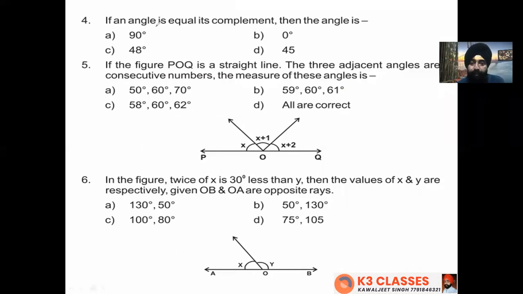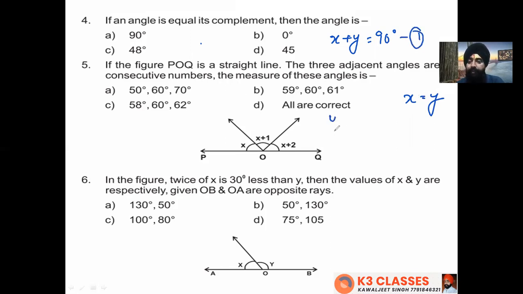So if an angle is equal to its complement, then the angles are equal to what? We know that if X plus Y is equal to 90, we are able to say that X and Y are complementary to each other. But they are saying that if the angles are equal to its complement, we can say that X is equal to Y. So in place of X, we place Y in equation number 1.